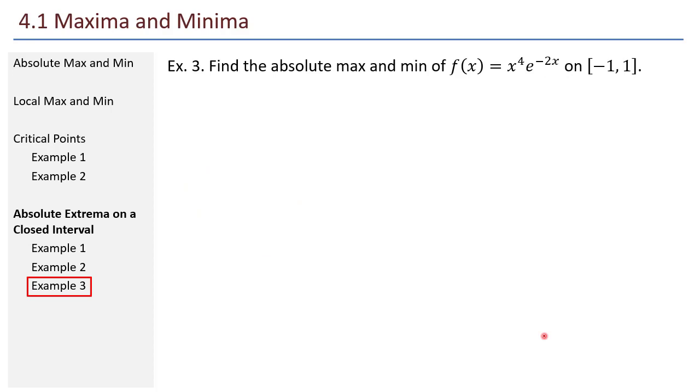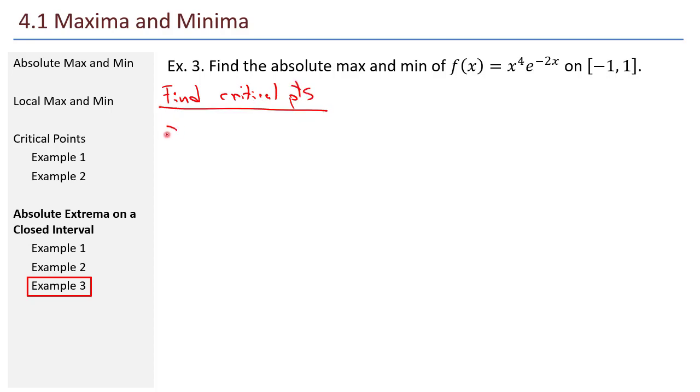A little more challenging, and I haven't found the critical points on this one, so I need to go through the whole process. Find the absolute max and min of the function f of x equals x to the 4 times e to the -2x on the interval from -1 to 1. First, I need to find the critical points.